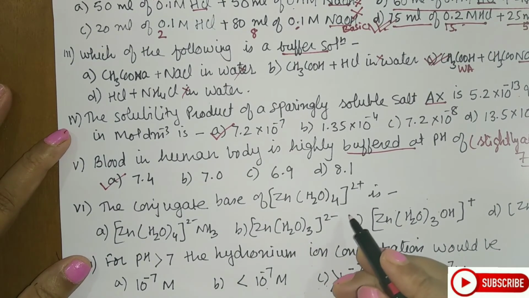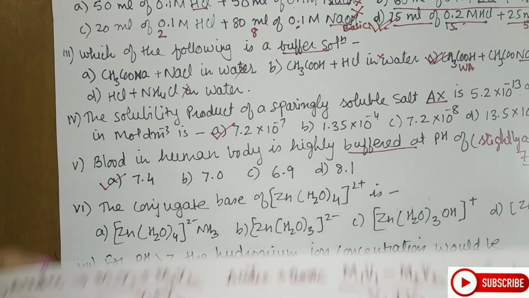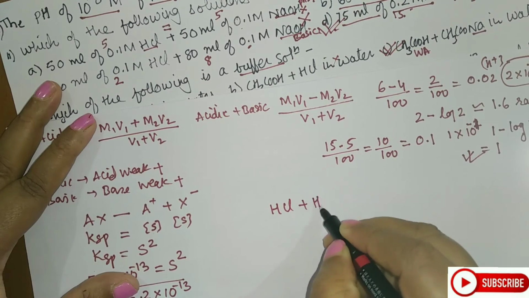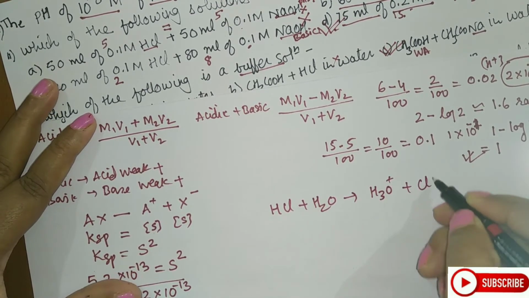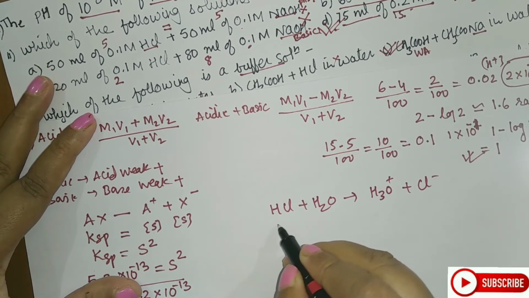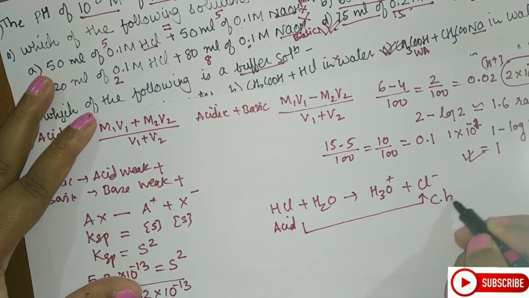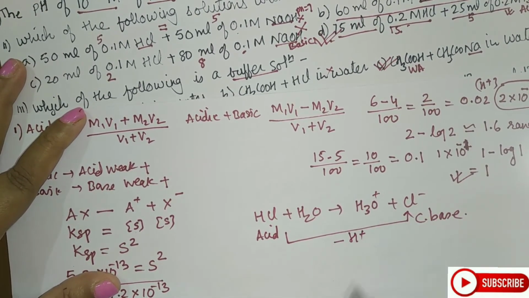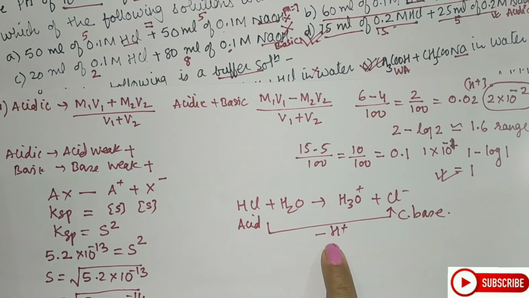The conjugate base of this given complex is. Now to know the conjugate base, let us take a simple example. If I take HCl plus water, it will give me H3O plus and Cl minus. If I say this is the Lowry-Bronsted acid, this is its conjugate base. Now if you see the difference between this, it has lost a proton. Meaning a conjugate base can be formed when a proton is lost.